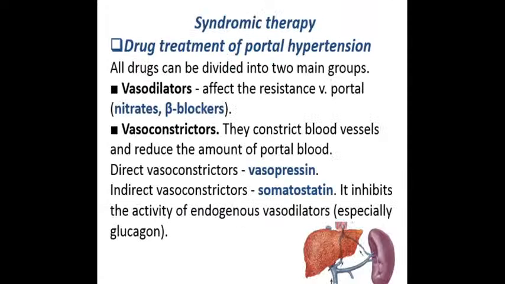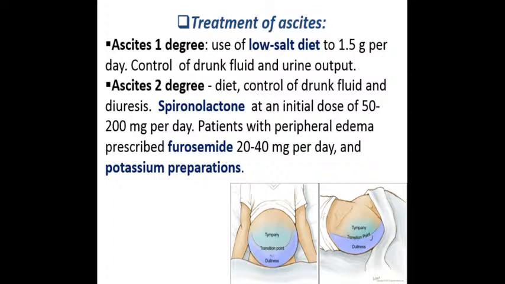Treatment of the different syndromes. The first, it is portal hypertension. If the patient has portal hypertension, we can use vasodilators, it is nitrates and beta blockers, and vasoconstrictors, it is vasopressin and somatostatin. And also we can use diuretics, and we can decrease blood pressure in the portal vein.